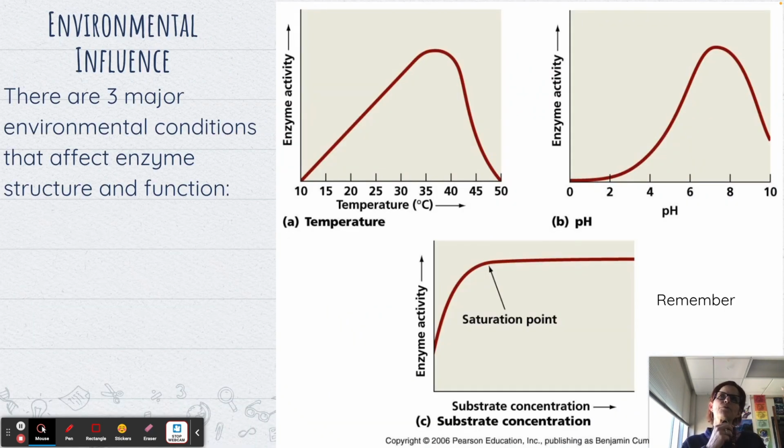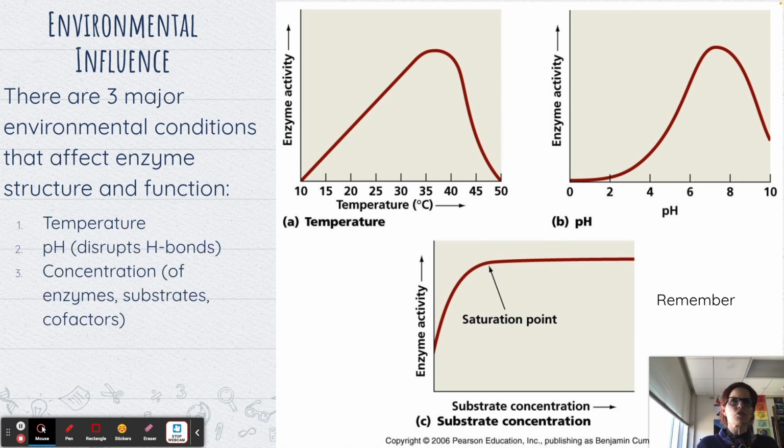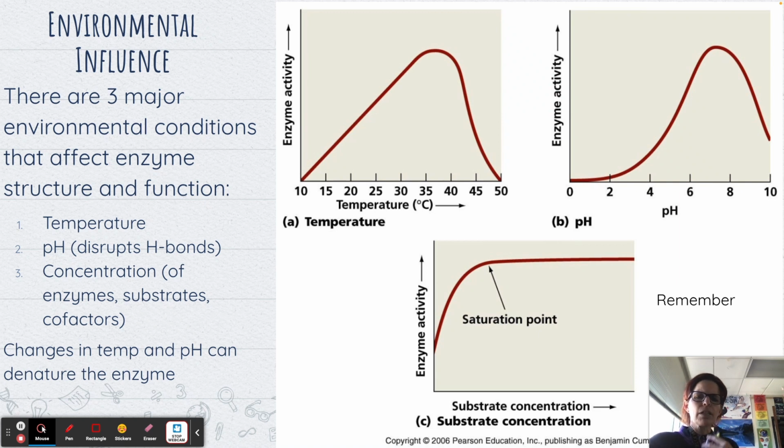Okay, and then environmental influence. There are three major environmental conditions that affect enzymes: temperature, pH, and then how concentrated anything is. So the concentration of the enzymes, the substrates, any cofactors, which we'll talk about in just a second. So take a look at the temperature there and notice that there's a peak for the temperature and then it slows down with colder temperature. But with high temperature, what can happen? With a really high temperature, what can happen? Denature, right? Which totally breaks the hydrogen bonds and changes the shape of the molecule.